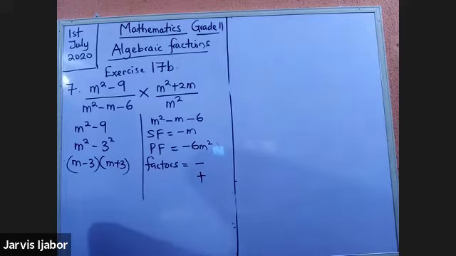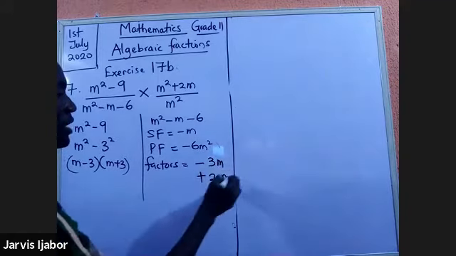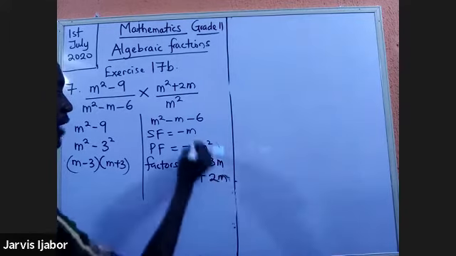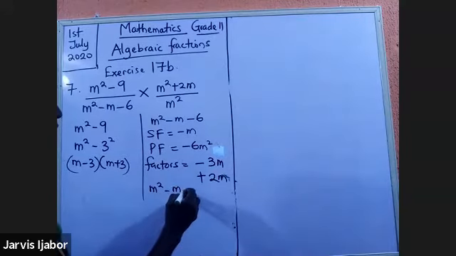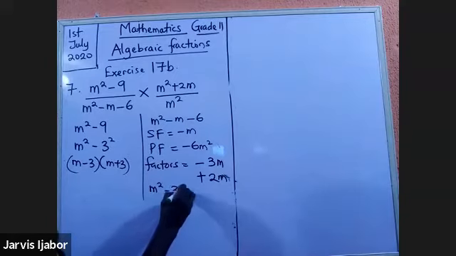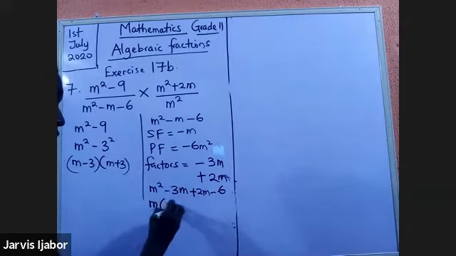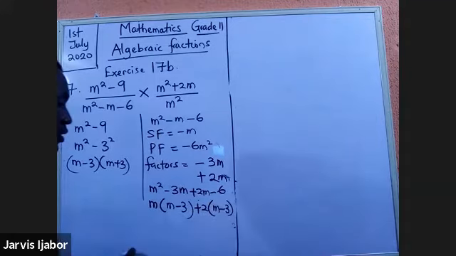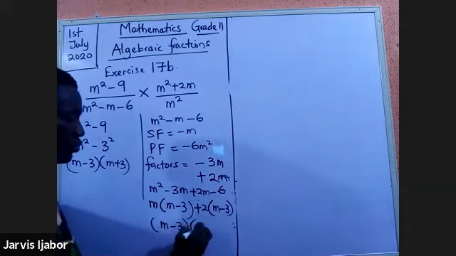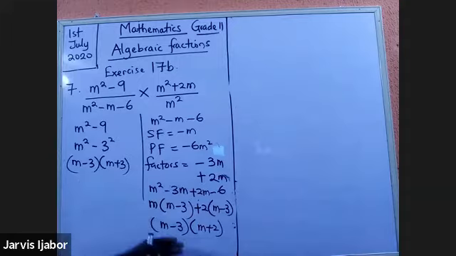6 is actually what? 2 times 3. So 2 times 3 means that this will be negative, 3 will be negative, and 2 will be positive. So m and m. I will now put this where I have this. So that will be m squared minus 3m plus 2m minus 6, and that will give me m into m minus 3 plus 2 into m minus 3. So that will be m minus 3 into m plus 2. So we have gotten this and we have gotten this.